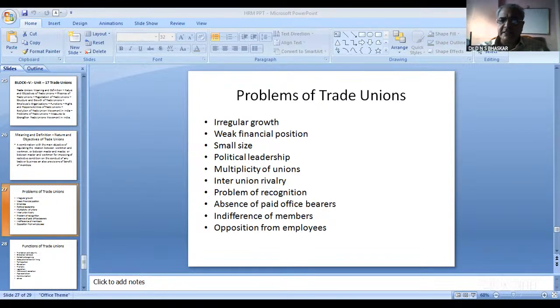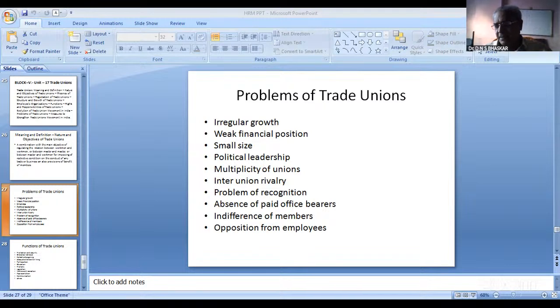Weak financial position. Trade unions always run on the membership figures and any other contributions given by various persons, and so on. So a weak financial position will be there for the trade union. Then small size will be there. Normally, when trade unions have small size, that means fewer members in the trade union, then what happens? Their strength will be very, very less.